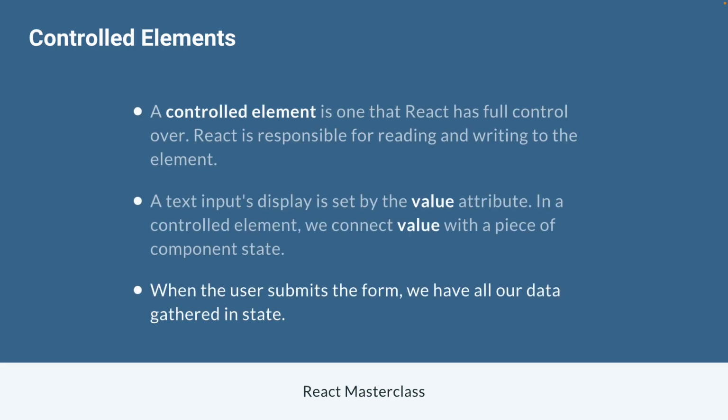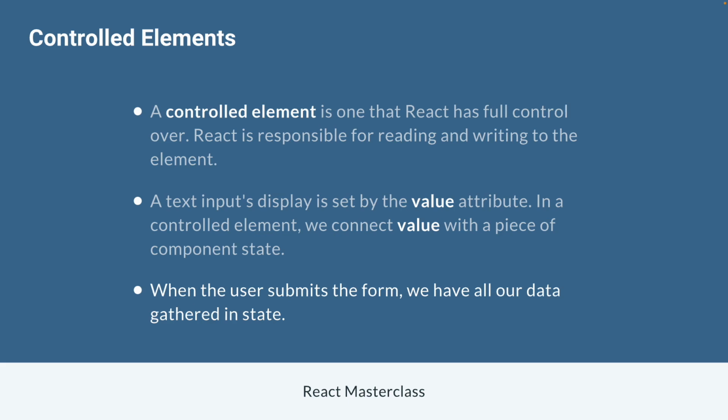That brings us, of course, to controlled elements, and a controlled element is one that React has full control over. So React is responsible for both reading and writing to the element. And the way we typically do that is, for example, with a text input, we can set what it displays on screen by using the value attribute inline. So in a controlled element, we connect value with a piece of our component state so that when the component state updates, we update the value that the user sees on screen. So that's how we send that state down to the component.